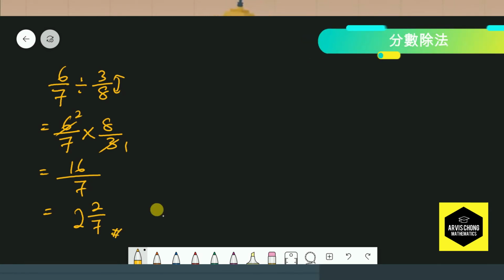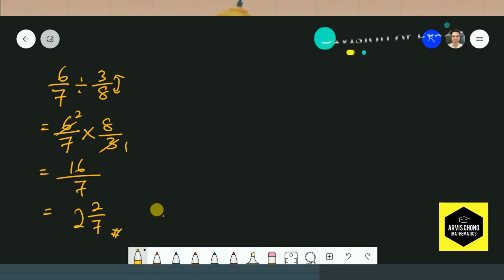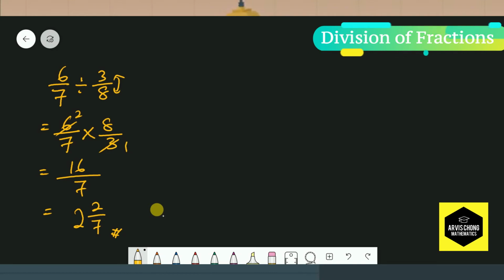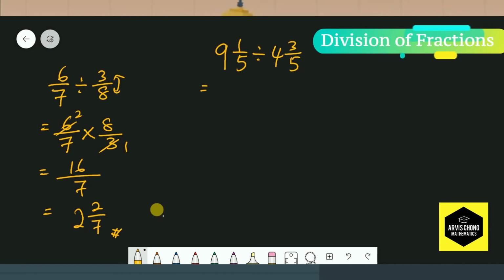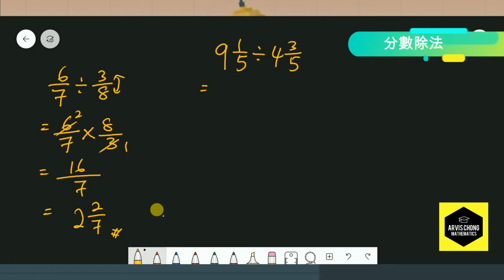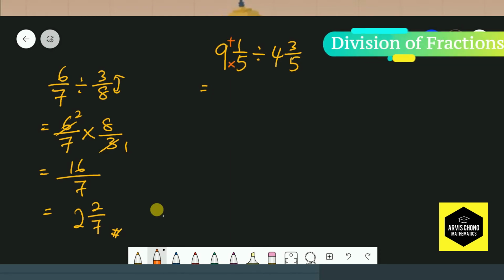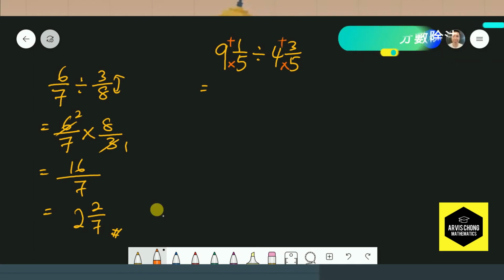Okay, so the last example I'm going to give you is what about we divide mixed numbers, both mixed numbers together. So 9 1 over 5 divided by 4 3 over 5. The best way of solving this question is you need to change these two to improper fractions. So we times the denominator and then plus the numerator on top. Here 9 times 5 is 45, 45 plus 1 is 46.